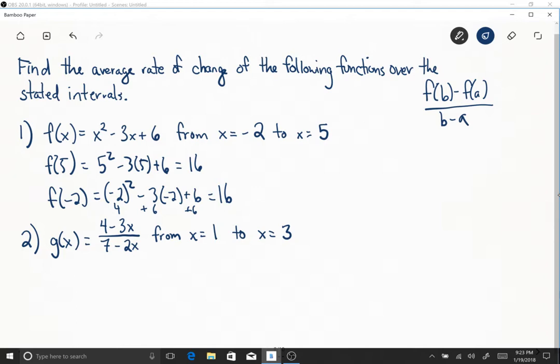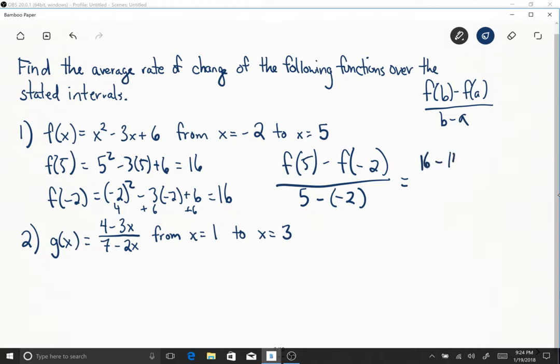So notice in this case, that's kind of funny. I chose these numbers at random, to be honest with you, so I didn't anticipate picking two numbers that were identical. So in this case, you get 16 minus 16 all over 7. But either way, that just becomes 0. So what that means is they're both equal, so you have a horizontal secant line. Okay.